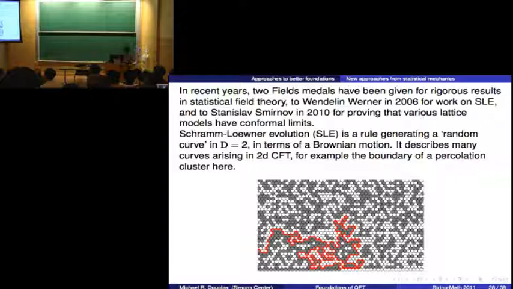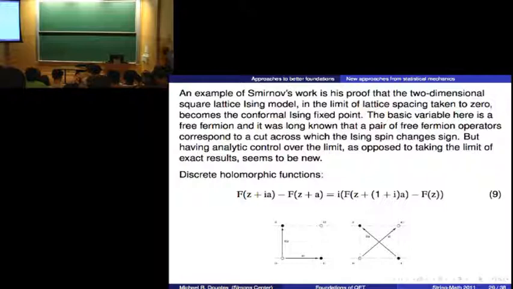And very pretty, novel concepts show how to think about those things in the continuum limit. So there's the famous Schramm-Loewner evolution that describes various random contours that arise in these models. So this is a percolation boundary, the boundary around a percolating region. You can prove that it is a random curve of SLE. Smirnov has proven that a number of lattice theories are conformal in the limit without the brute force approach of computing all the correlation functions and taking their limits.